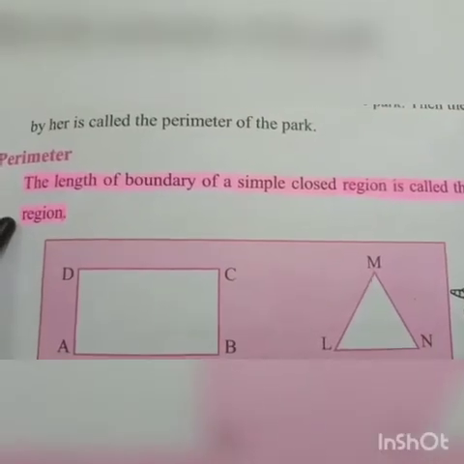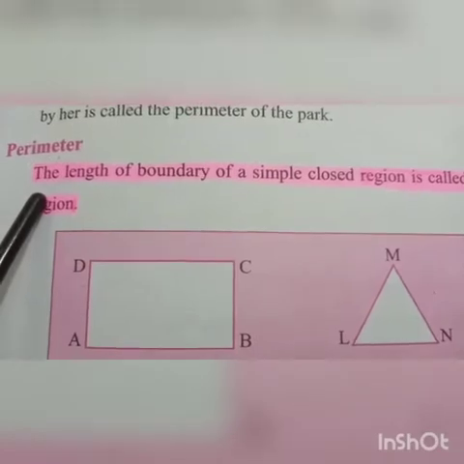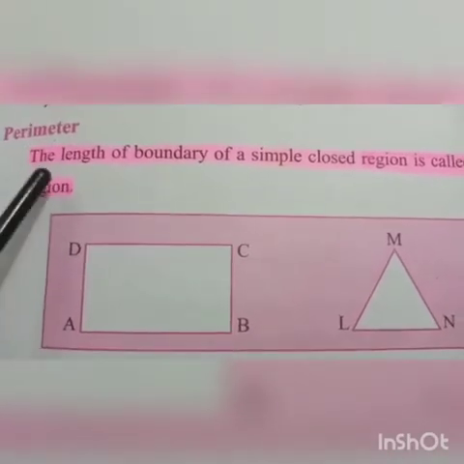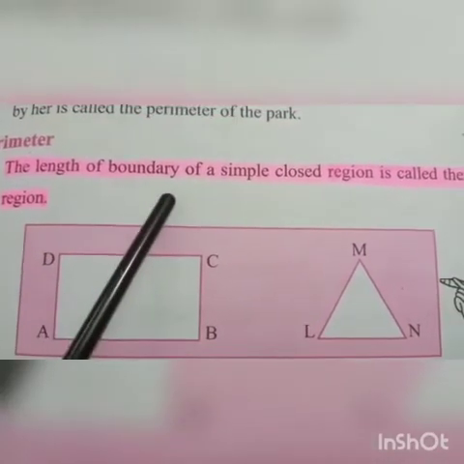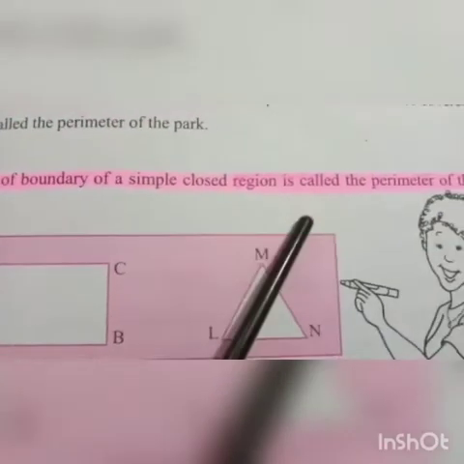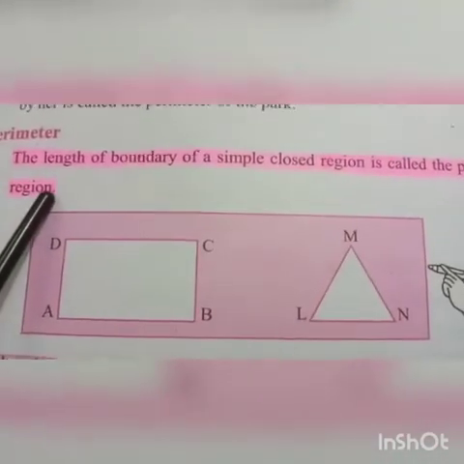Now we will learn the definition of perimeter at page number 138. The length of the boundary of a simple closed region is called the perimeter of that region.